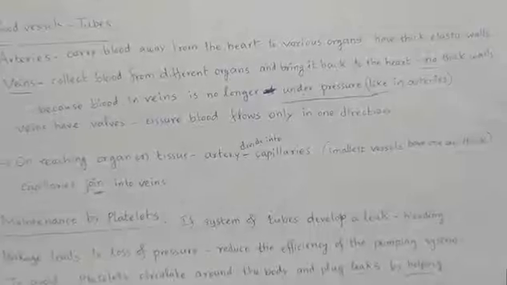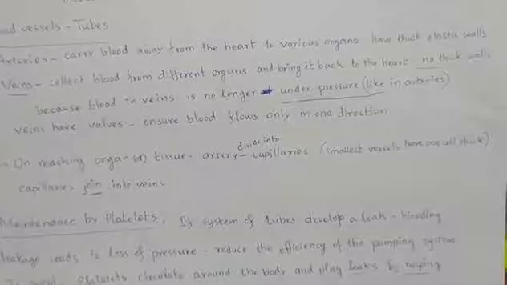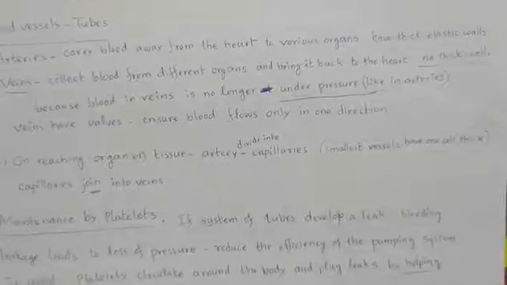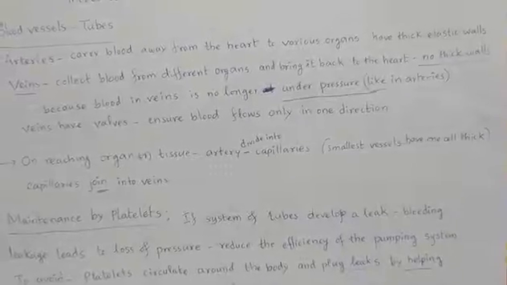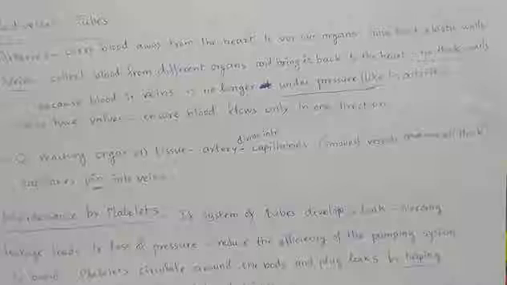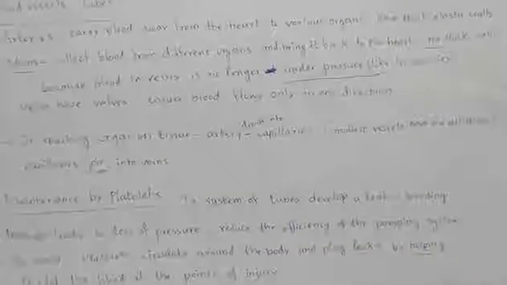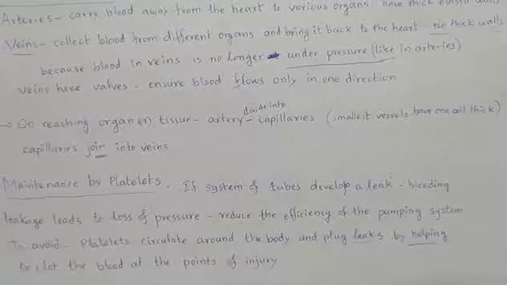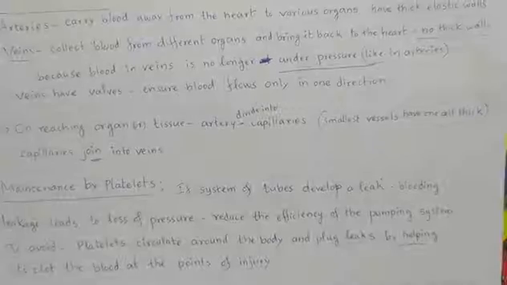Veins collect blood from different organs and bring it back to the heart. Veins have no thick walls because blood in veins is no longer under pressure. So, there is no need of having thick walls like how thick walls are present in arteries. Veins have valves. Since the blood is at low pressure, the blood may move back. To ensure that blood does not flow back and it flows only in one direction, veins have valves inside of them.